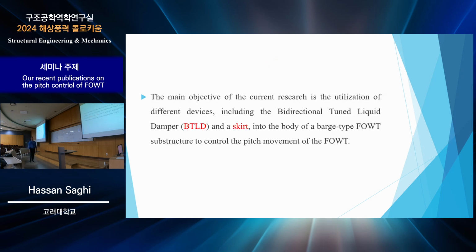So the main objective of this research was the utilization of different devices, including a new liquid damper called the bidirectional tuned liquid damper, or BTLD, and also a skirt in the body of a barge type floating offshore wind turbine substructure, to control the pitch movement of the floating offshore wind turbine.